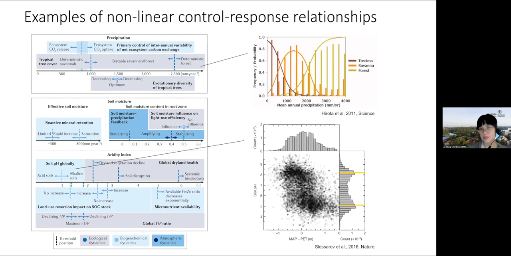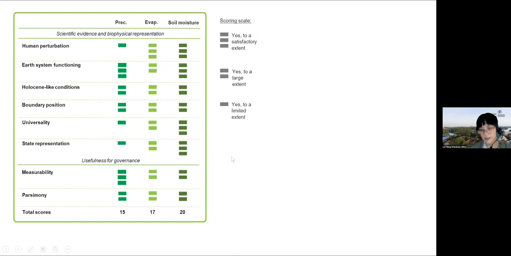In tropical areas, it could be the relationship between precipitation and tree cover. And globally, you also see, for example, a relationship between aridity and soil acidification that has this non-linear bimodal pattern. So in order to propose a control variable for green water, we considered, should we take precipitation, evaporation, or soil moisture? We looked through a number of evaluation criteria for what a control variable such as green water should represent.